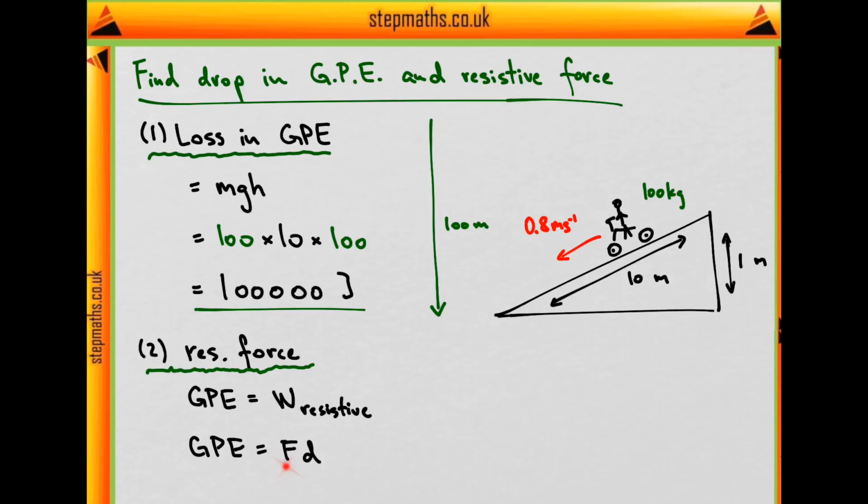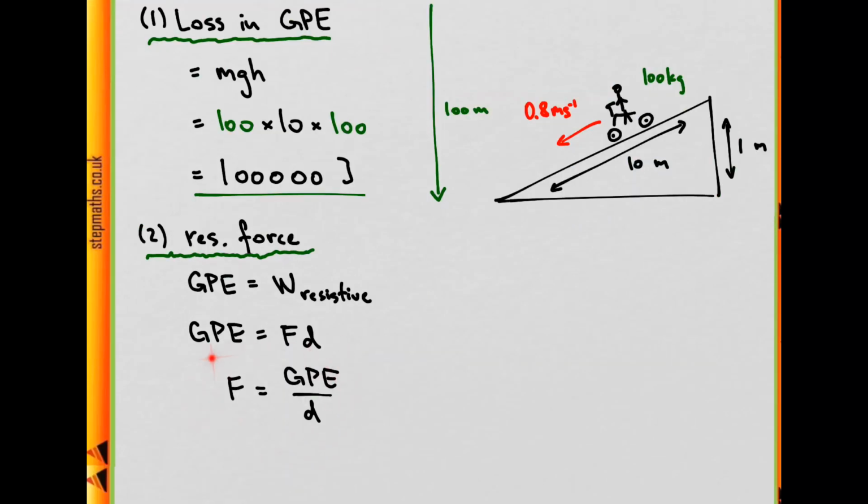The work done by a resistive force is defined as the force times the distance over which it acts. And when we isolate the force on the left-hand side, we get a ratio of the gravitational potential energy, which we already have, divided by the distance travelled. So if the cyclist drops by 1 meter, we know that he goes 10 meters. And since the two are directly proportional, if he drops by 100 meters, then the total distance travelled is going to be 100 times 10, which is 1,000 meters.